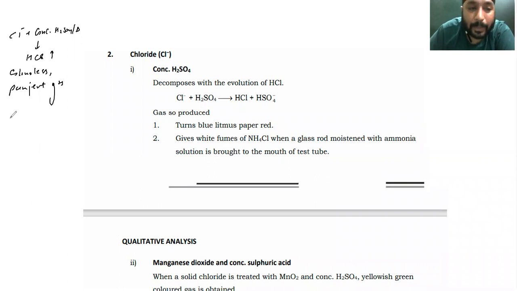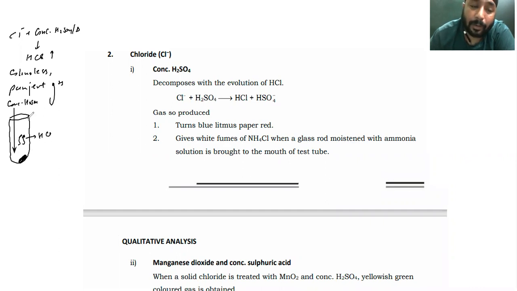Now understand exactly what happens here. There's a lot going on. You have added a Cl minus salt, you have taken the preliminary test, and you are doing it right. In this salt, you added concentrated H2SO4 inside it. Once you added concentrated H2SO4, you will find that HCl gas is coming out.